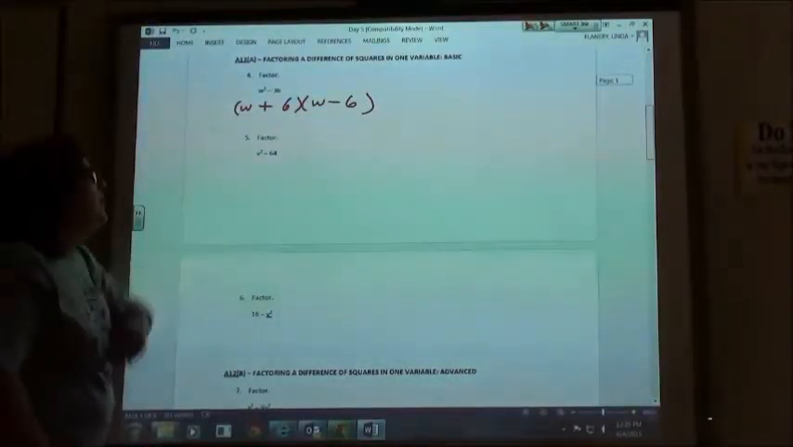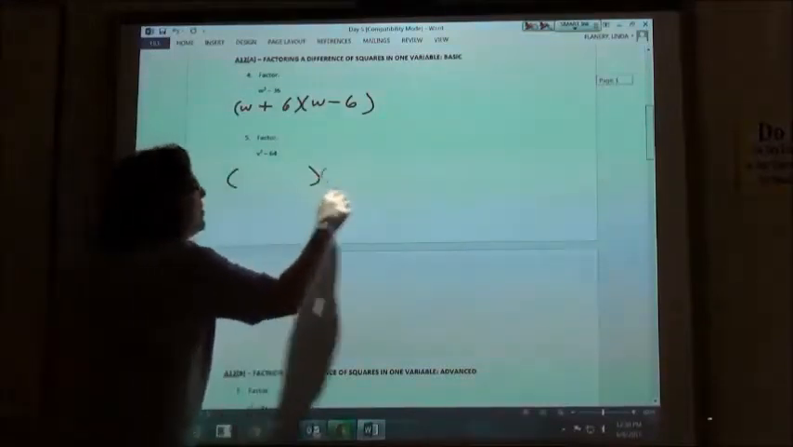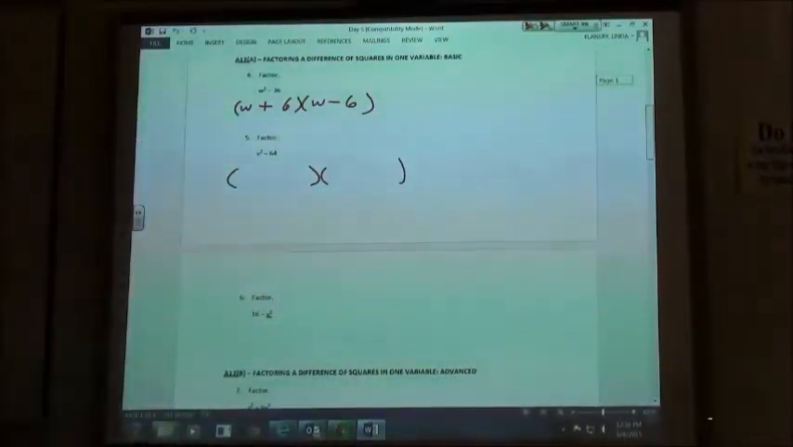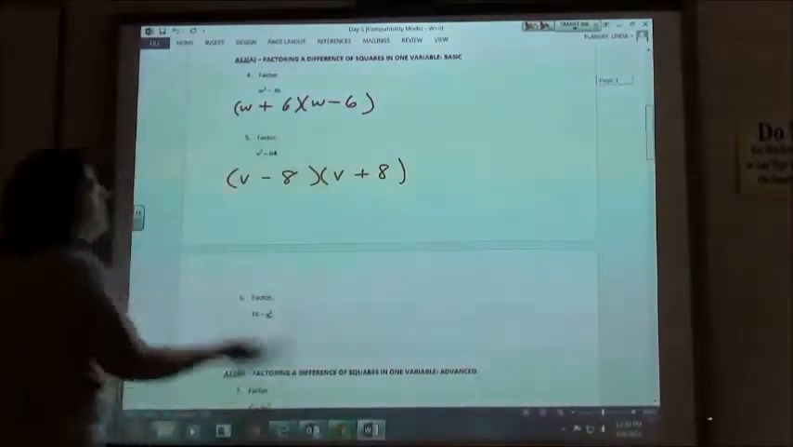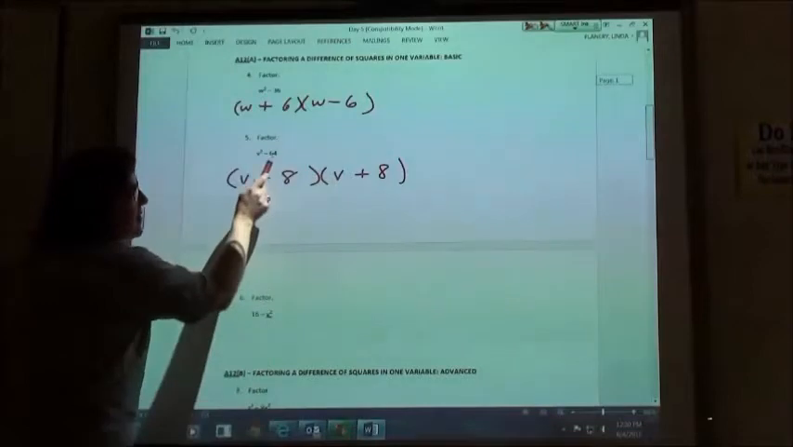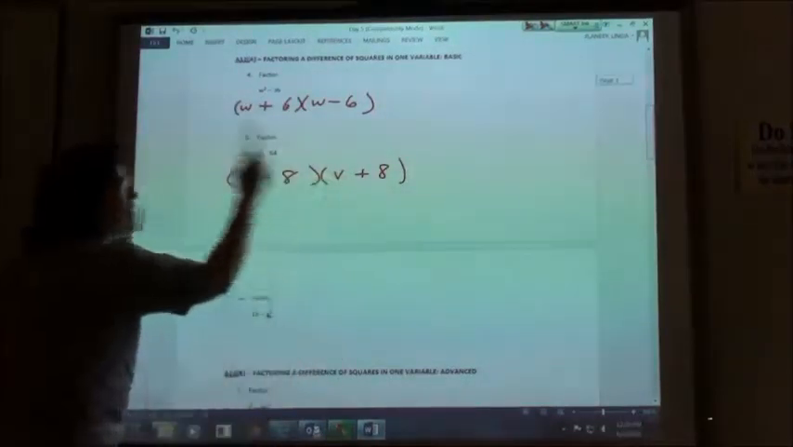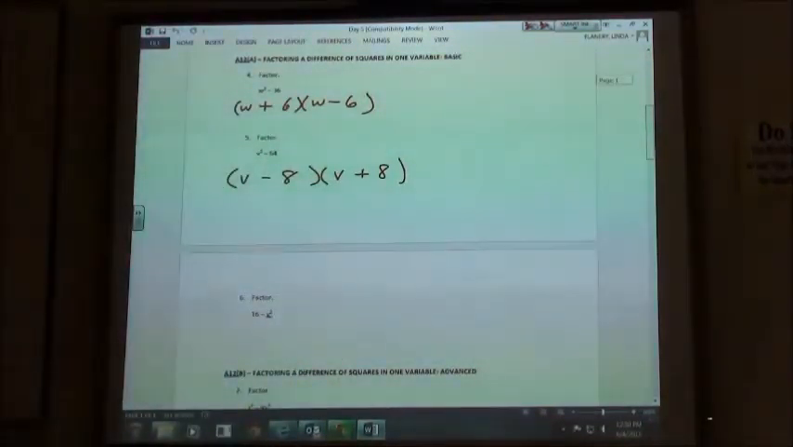So if I'm going to factor v squared minus 64, how's that going to factor? V minus 8 and v plus 8. Factors of v squared, v and v. Factors of 64, 8 and 8, and then one has a plus and one has a minus. Doesn't matter which order.